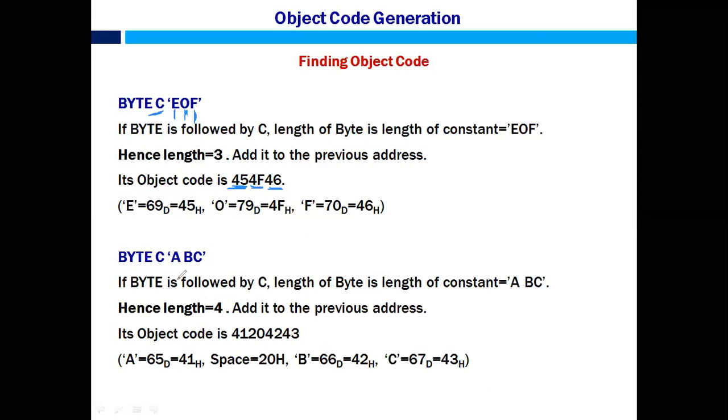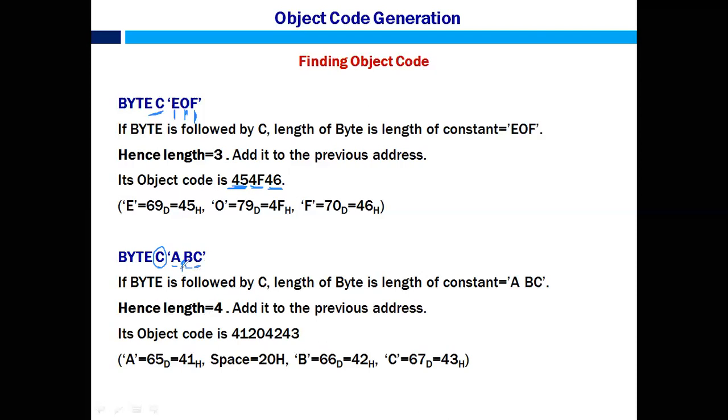Okay, now let's see one more. BYTE C, again it is C, no? So that means it is a character constant. What is within the single quotes? How many characters do we have? Let us see what the length is. There is one space, right? That is also taken as one character. So 1, 2, 3, 4. The length will be 4.